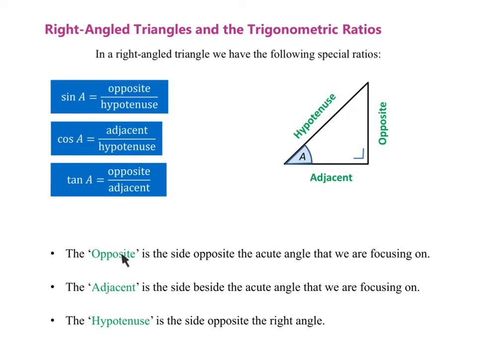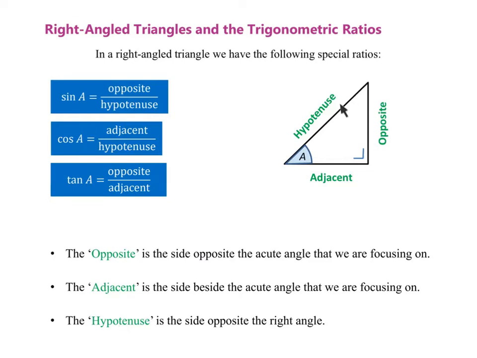So the opposite is basically the side that's opposite the angle that we're looking for. In this case, A is the angle, so this side of the triangle here is called the opposite. The adjacent is the side that is beside the acute angle. So we're focusing on this angle, so the adjacent is basically the side that is in essence adjacent to that angle. And last but not least, the hypotenuse.